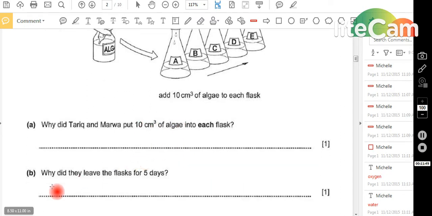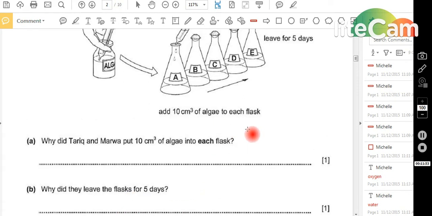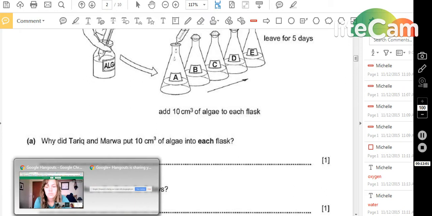Okay. Then they ask, why did they leave the flasks for 5 days before they had a look at the results? The next person. So why didn't they throw it in and look at the results immediately? Yes, plants take time to grow.